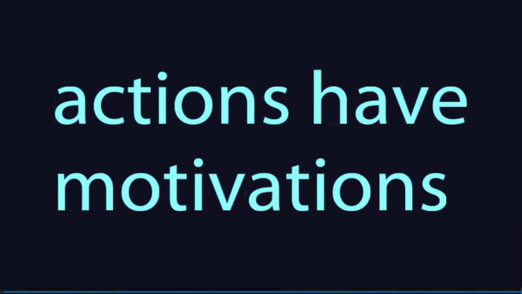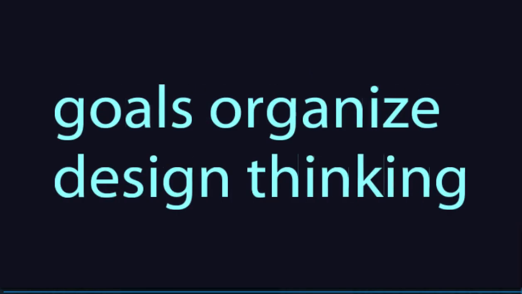So what are our goals with personas? Well, the actions have motivations, known also as goals. And these motivations or goals organize our design thinking. And our design thinking happens on different levels, and these are different levels of cognitive processing that you may recall from Norman 2005: the visceral, the behavioral, and the reflective levels. And each of these levels deserves a comment.